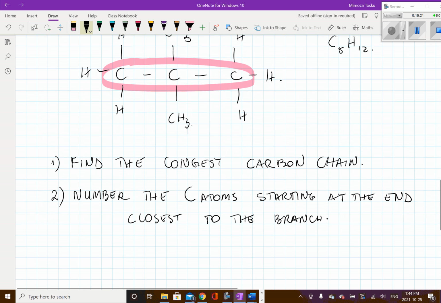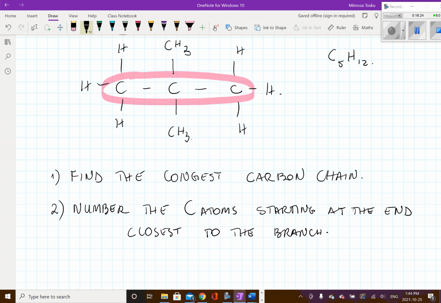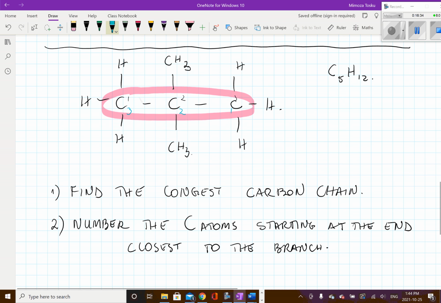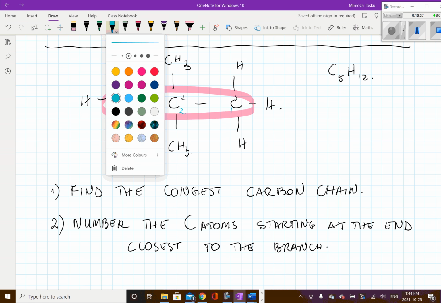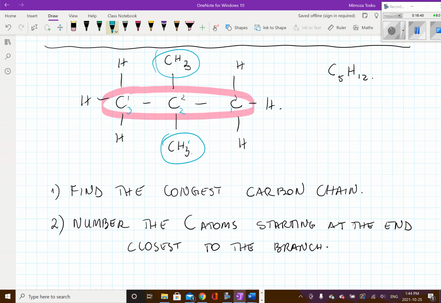So in this case we can start 1, 2, 3, and then the branches that we see are those two. Those two are the branches. In this case it doesn't really matter how we start, because the branches are always at 2 in both ways, from left to right or from right to left.